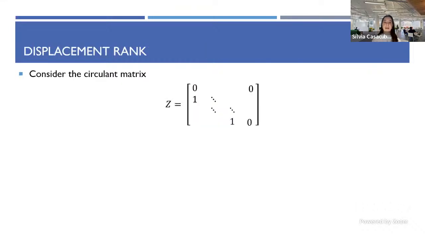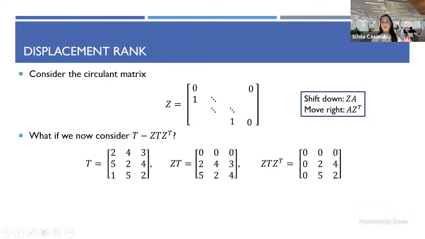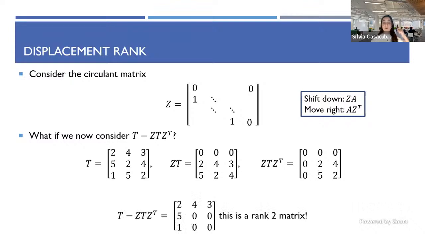So they said, okay, take a circle on matrix Z, which is defined as all zeros except this diagonal of ones. And the good thing of this matrix is that when you apply it from the left, you shift your matrix down and that becomes zeros. And when you apply it from the right, you shift your matrix right, and then that becomes zeros. And so you can see that by the structure of a Toeplitz matrix, these all become zeros when you subtract it from the original one. And so you get a rank 2 matrix.